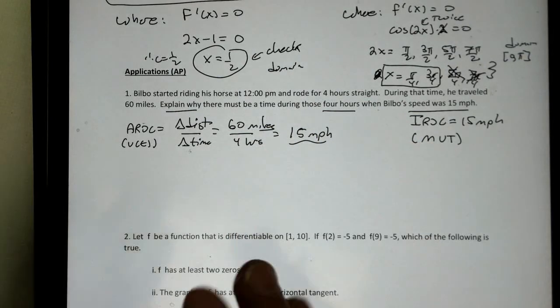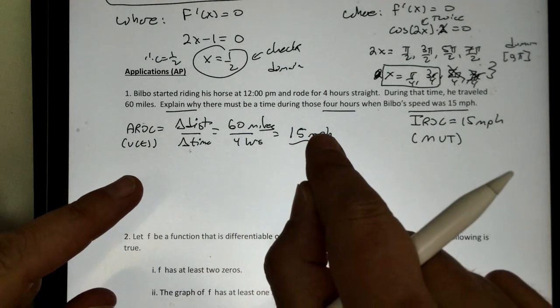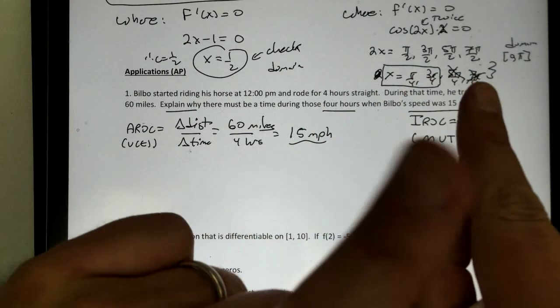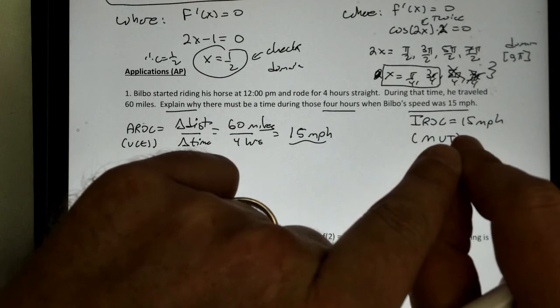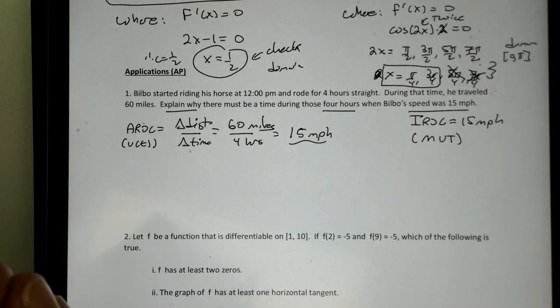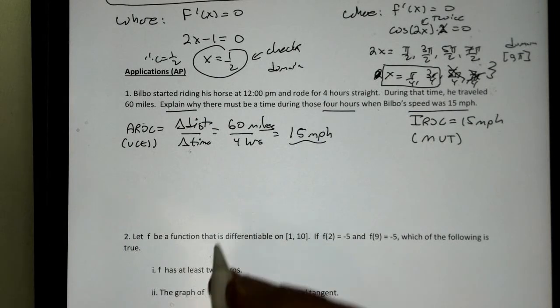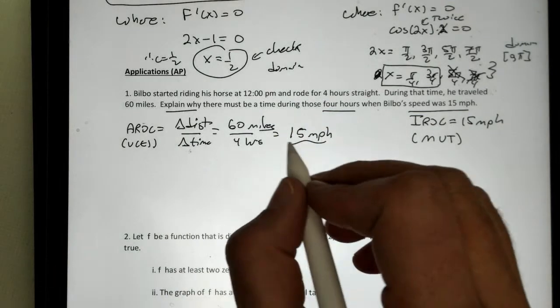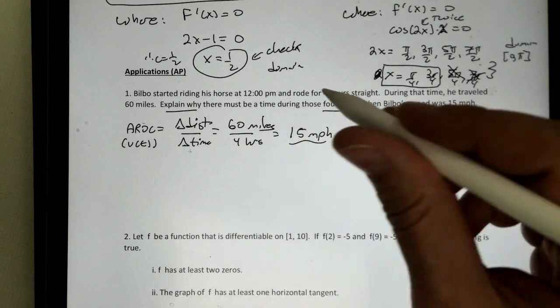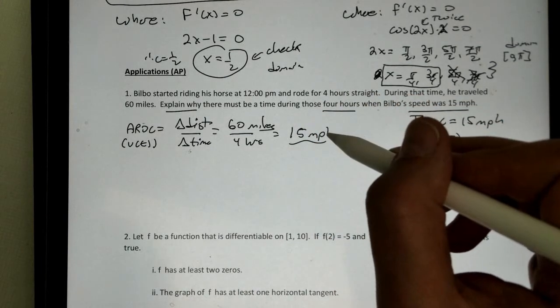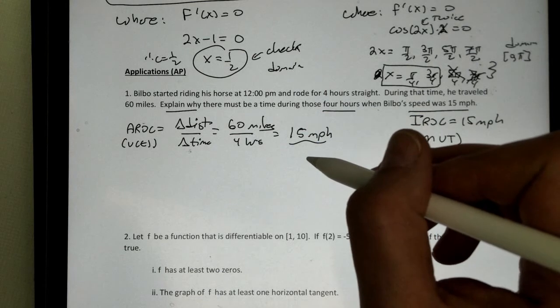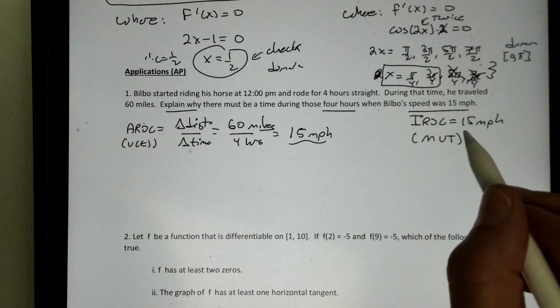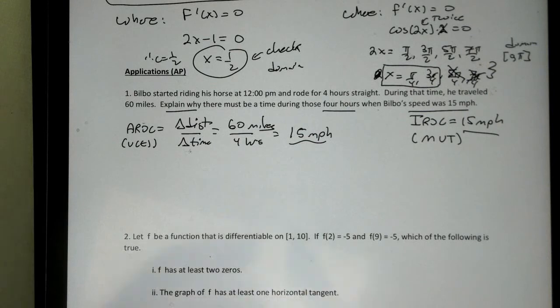So we take a look. His average rate of change is 15 miles per hour. That means at some point his speedometer on his horse also had to read 15 miles per hour. That is brilliant. So we can now say that if your average was 15 miles per hour, to get that average, at some point you had to be above it, and at some point you had to be below it. So if you're going from below 15 to above 15, at some time you have to be 15. That's the intermediate value theorem. So we can use that to our advantage here.